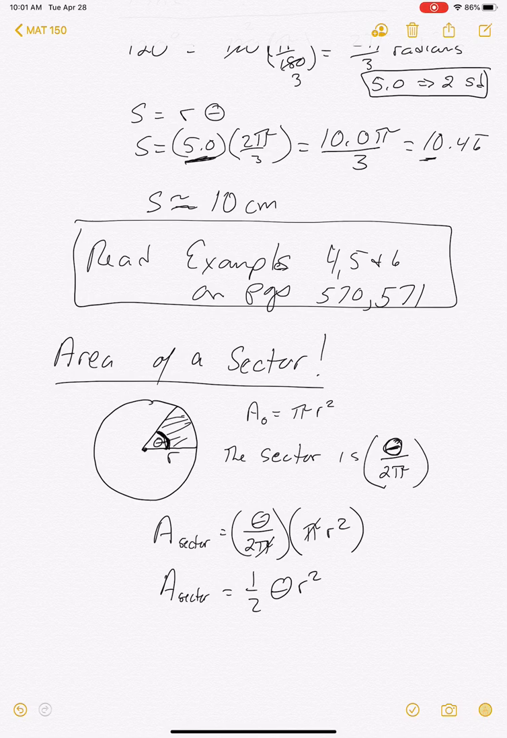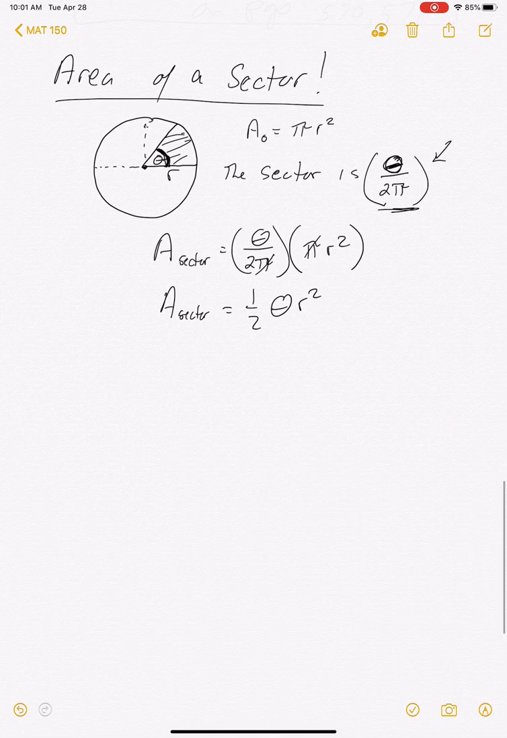So if theta were 180 degrees, that would be pi, right? So this portion right here would represent 1/2 of pi r squared. If this were 90 degrees, that would be pi over 2, so it would be 1/4 pi r squared, because 90 degrees would be 1/4 of the circle. So this is kind of the magic here. So let's take an example.